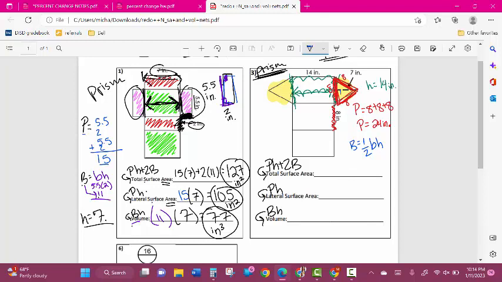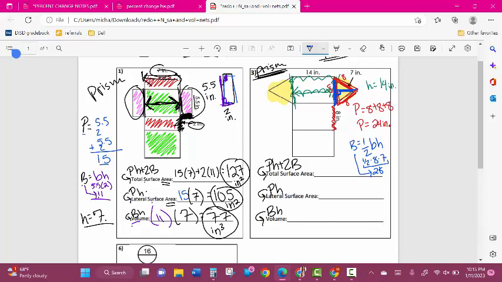That dashed line makes a 90-degree angle. So this line makes a 90-degree angle with this line. So B and H are 8 and 7. We have half then times 8 times 7. Half of 8 is 4 times 7 is 28. So big B is 28.